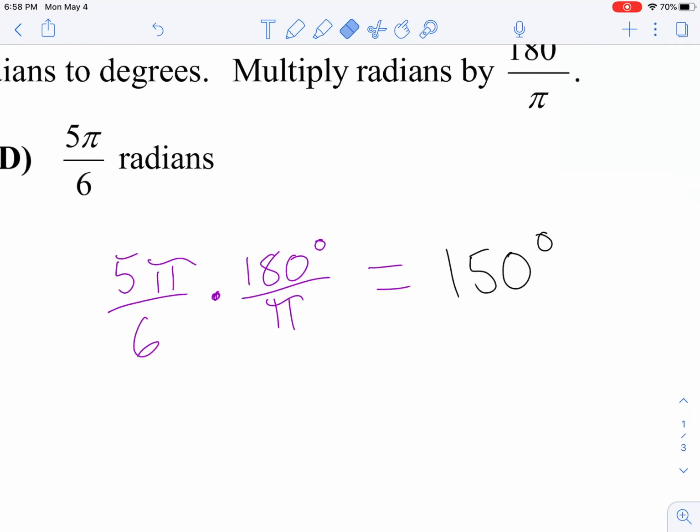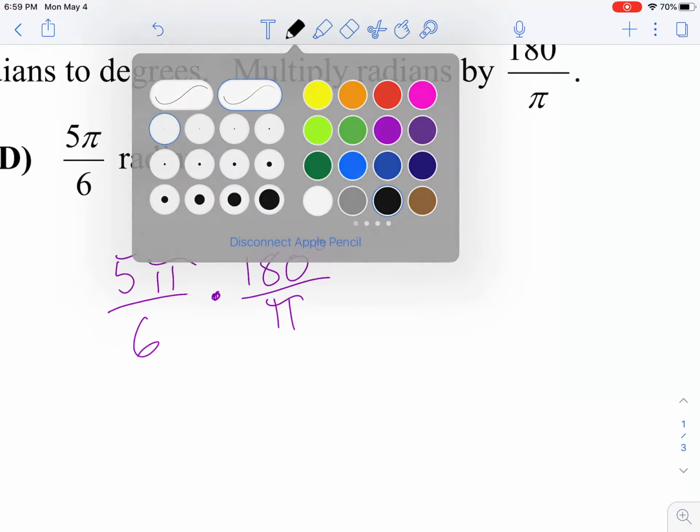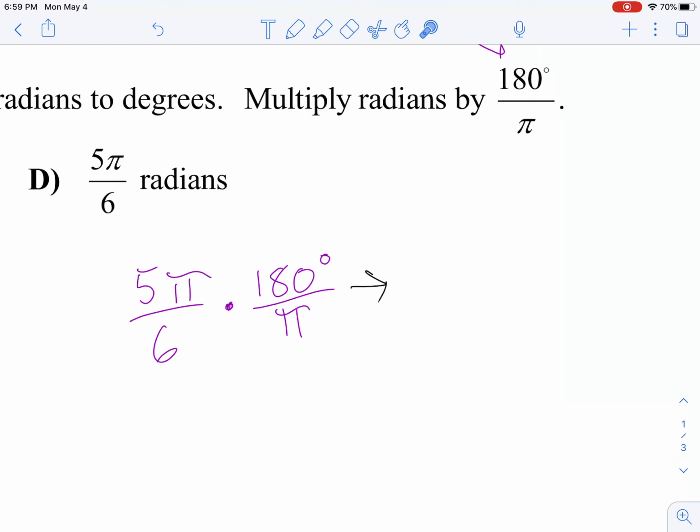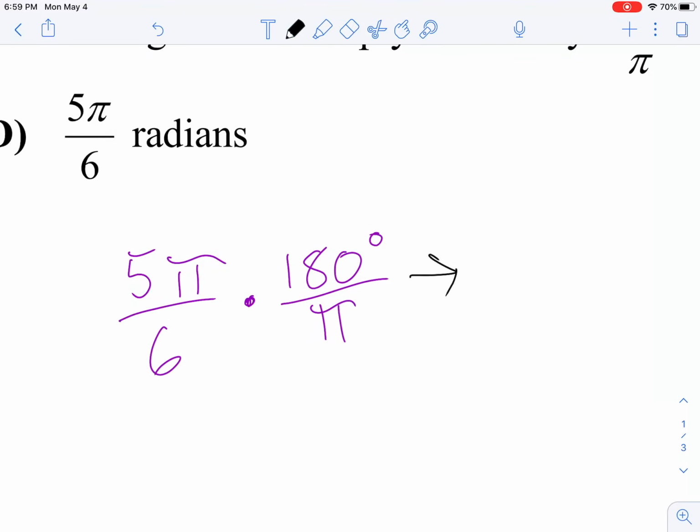And here for this one, I'll rewrite this so that you see what's happening. So we have our radians, 5 pi over 6, and we're converting it to degrees, so we're going to multiply by 180 degrees over pi. We could rewrite that as, here's how I'm going to write it. I'm going to take my pi, and I'm going to write that last. So I'm going to say 5 times 180 degrees times pi.